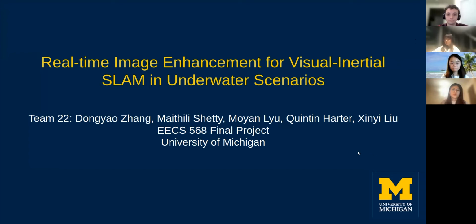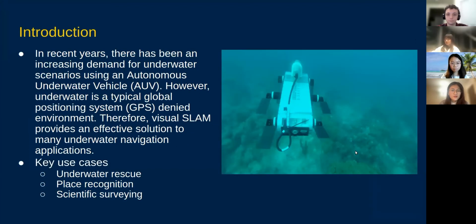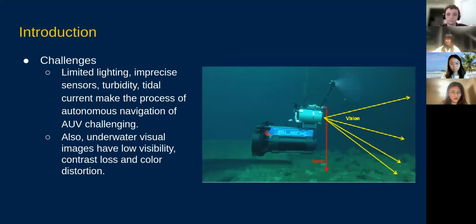So first, introduction. UUV technology has been rapidly developing in recent years. There are many applications, like underwater rescue, place recognition, scientific survey and so on, by using it. However, compared to land, the underwater environment is a typical GPS-denied environment. Therefore, underwater images provide valuable information for robot navigation.